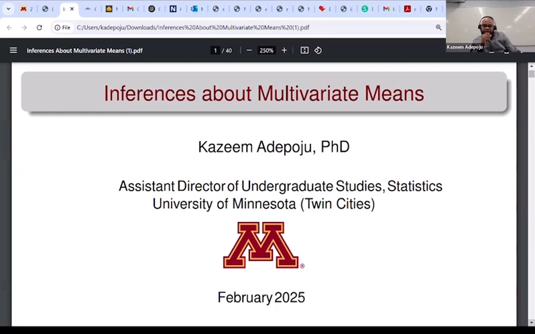Once again, when I talk about inferences about multivariate means, it's more or less like we want to test hypotheses about more than one variable having a particular hypothesized value, or we want to construct a confidence interval. I'm going to give us an example for us to really understand what this topic is talking about.